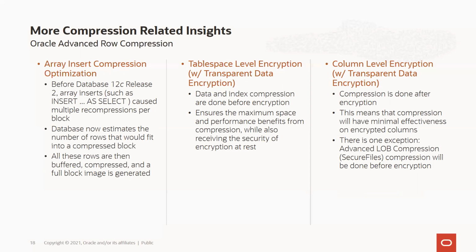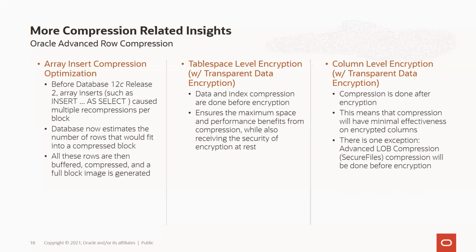The two on the right side here, I really want to spend a little time on. If you're thinking about using Transparent Data Encryption, it works very well with our compression. The two work very, very well together. If you're using Oracle's Transparent Data Encryption, you want to use tablespace level encryption, because we compress before we encrypt, so you get the best possible compression while also getting the encryption.